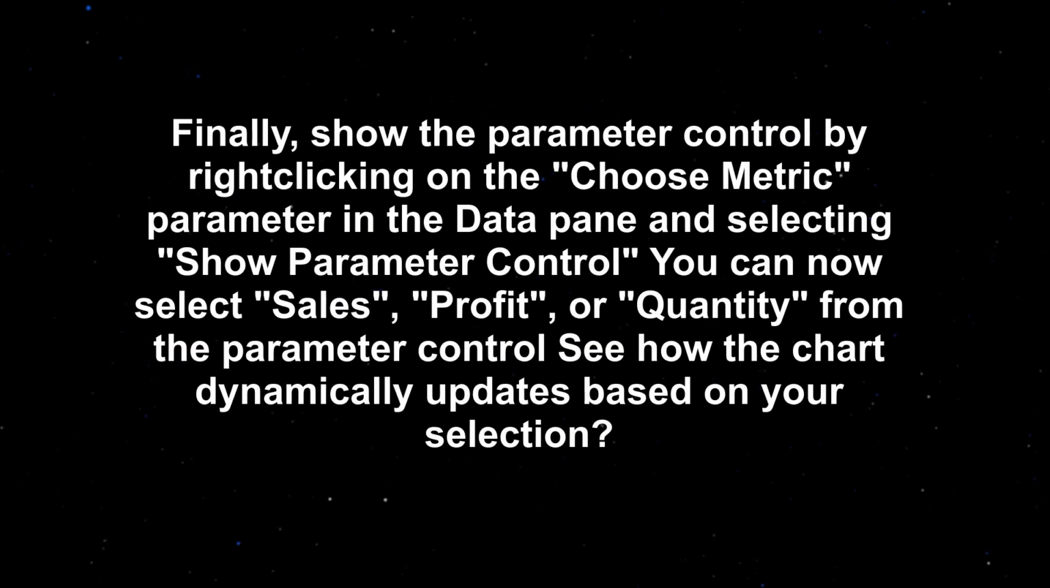Finally, show the parameter control by right-clicking on the Choose Metric parameter in the data pane and selecting Show Parameter Control. You can now select sales, profit, or quantity from the parameter control. See how the chart dynamically updates based on your selection.